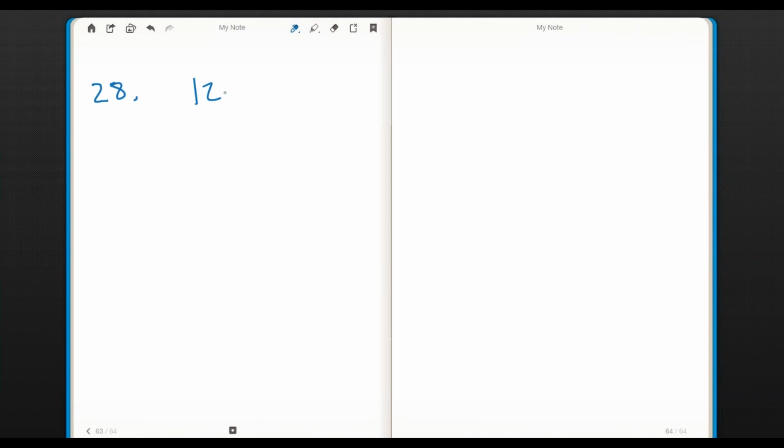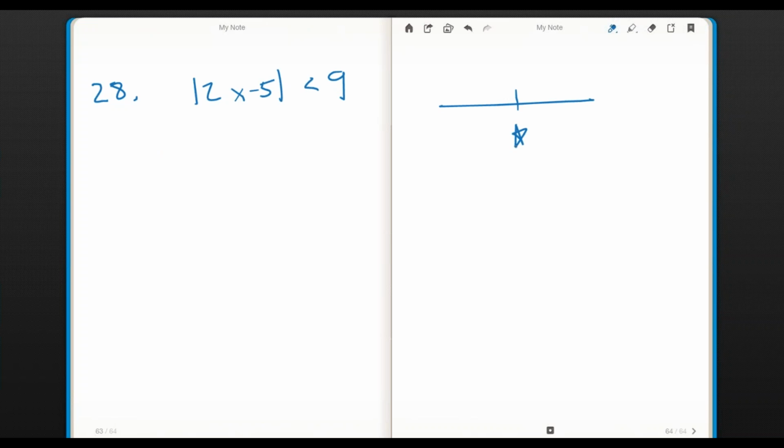I did 29 first. 28 is the absolute value of 2x minus 5 is less than 9. Again, what that means is, here is my value. The distance is less than 9. So if we go 9 up this way and a distance of 9 that way, the answer is somewhere in the middle. It's no further than 9 away. I don't know which way to go, but I know it's not any more than 9 away.